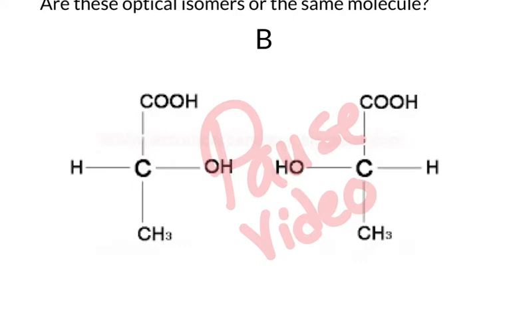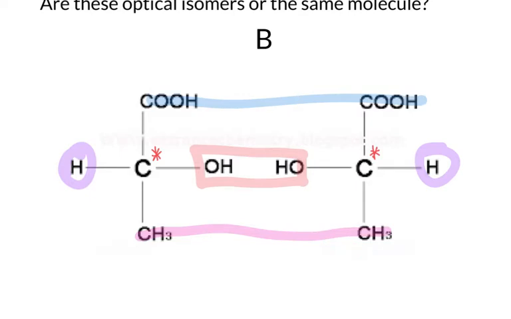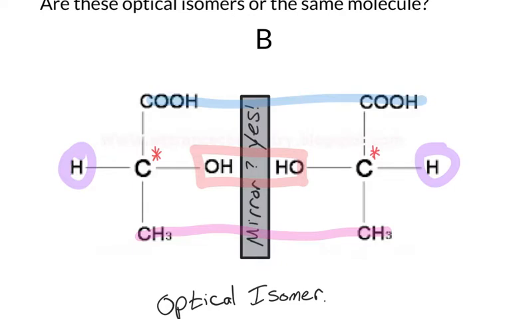And we'll see that we have to find that asymmetric carbon, which again we found earlier is this carbon here. We're only going to focus on that, and we're going to see that the 2 OHs are closer to each other, the 2 hydrogens are pushing away, our CH3 and our COOH are in the same position, so this is a mirror image, and that makes this an optical isomer.